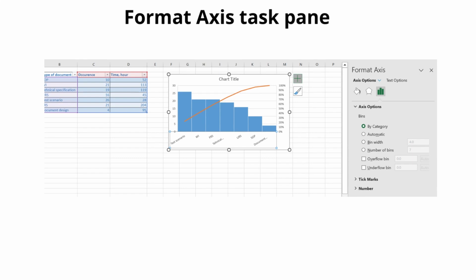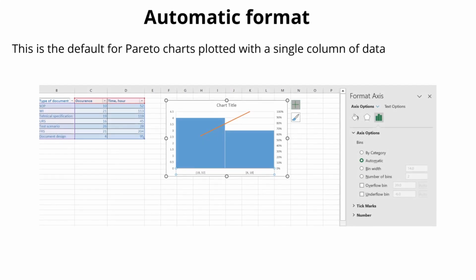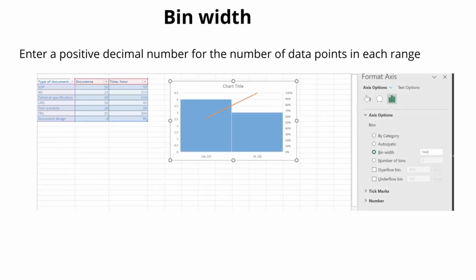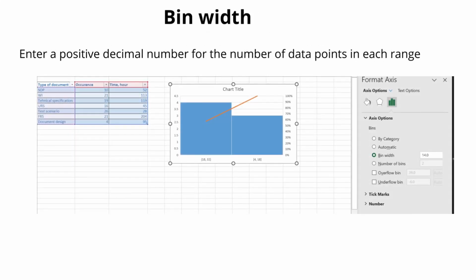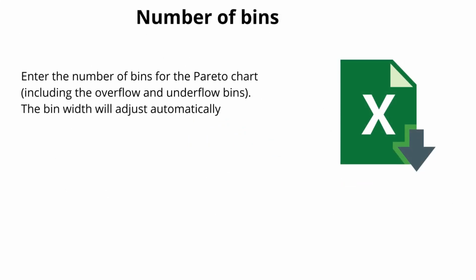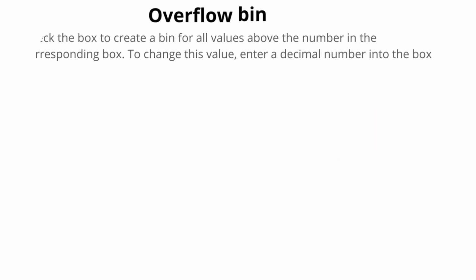Look at the Format Axis task pane. We have several options for the format axis, such as by category, automatic, bin width, number of bins, overflow bin, and underflow bin. Automatic is the default for a Pareto chart plotted with a single column of data. Bin width: enter a positive decimal number for the number of data points in each range. Number of bins: enter the number of bins for the Pareto chart, including the overflow and underflow bins. The bin width will adjust automatically.